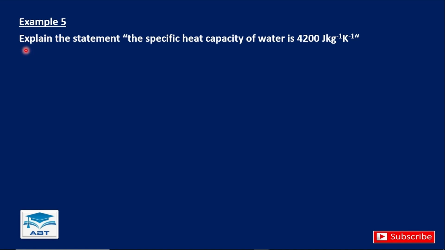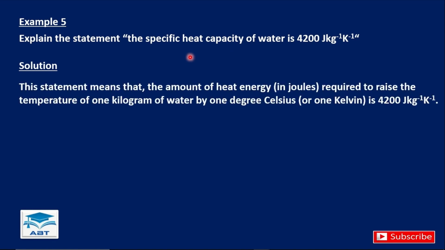Example 5. Explain the statement: The specific heat capacity of water is 4200 joules per kilograms per Kelvin. So the specific heat capacity of water is given, and we are going to use the definition of specific heat capacity to explain the statement. So this statement means that the amount of heat energy in joules required to raise the temperature of 1 kilogram of water by 1 degree Celsius or 1 Kelvin is 4200 joules per kilograms per Kelvin.